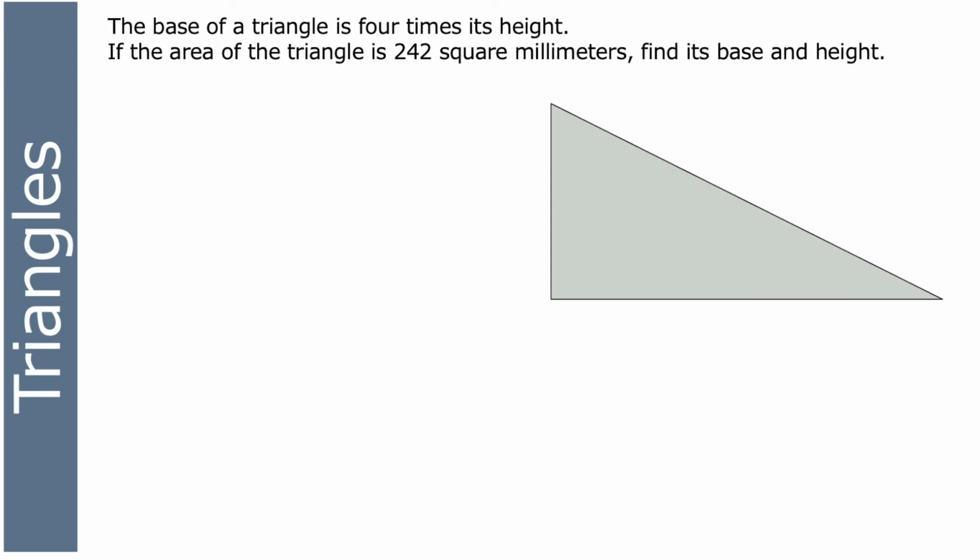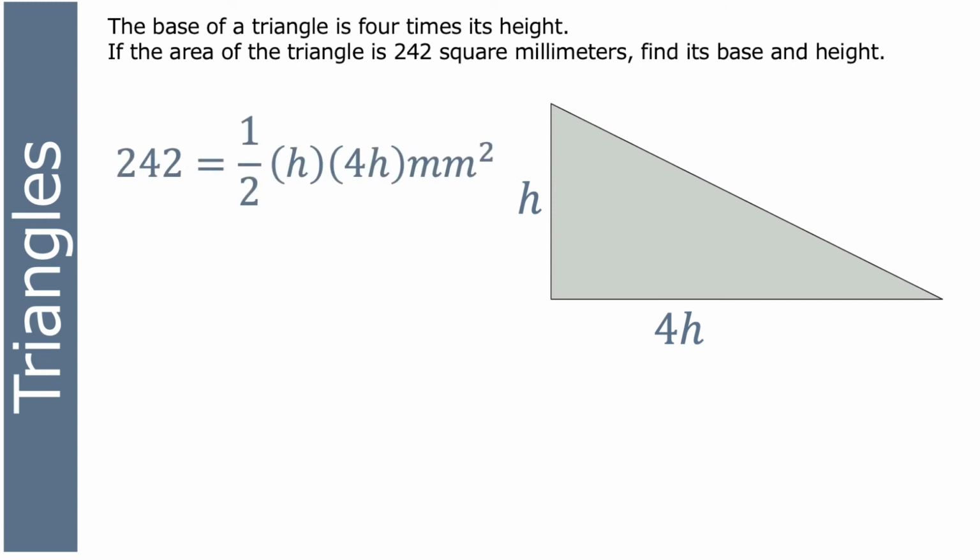Let's look at this from a different perspective. The base of a triangle is 4 times its height. If the area of a triangle is 242 square millimeters, we need to find its base and height. Okay, well, the base of a triangle is 4 times its height. So we'll say the height is h, and the base is, well, 4 times that. So we know that 1/2 base times height is the area of 242.